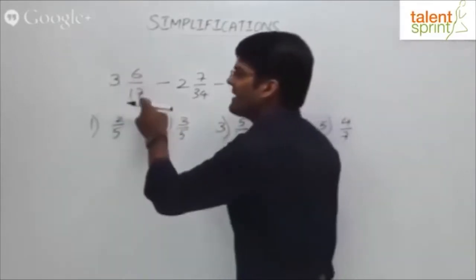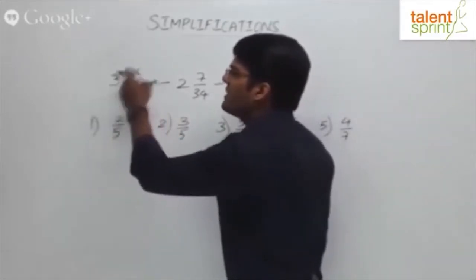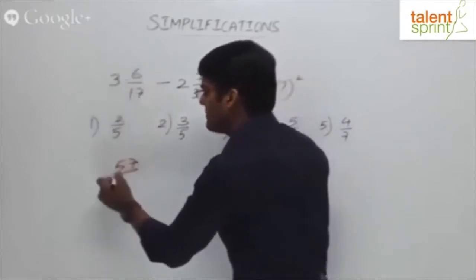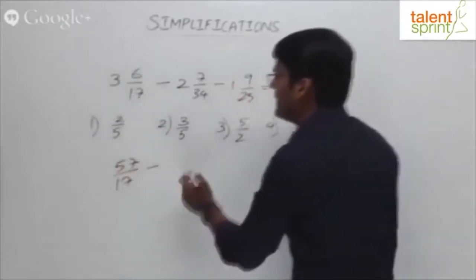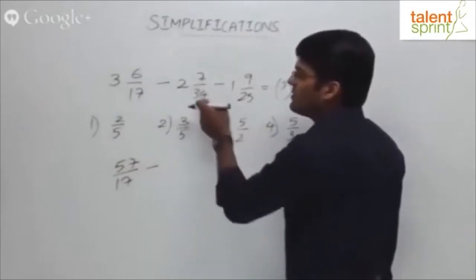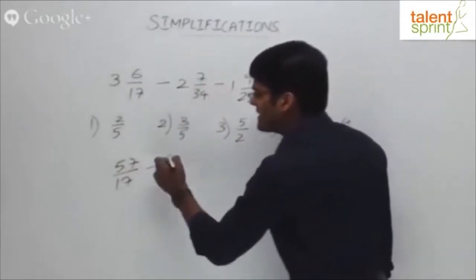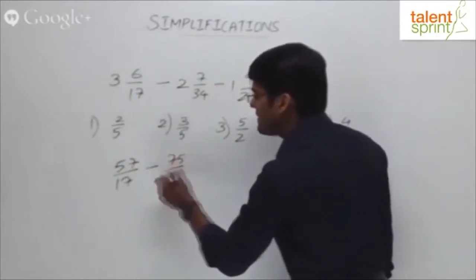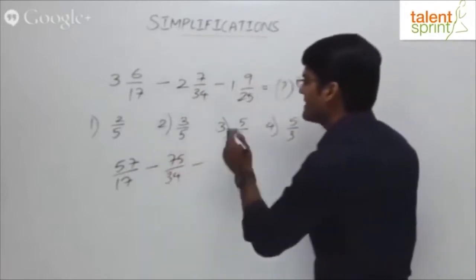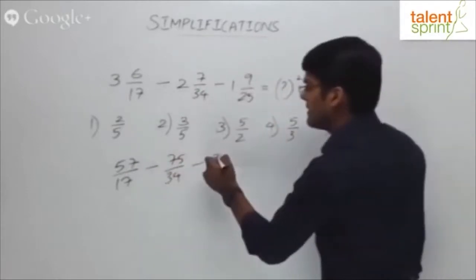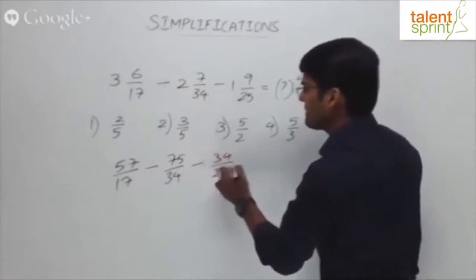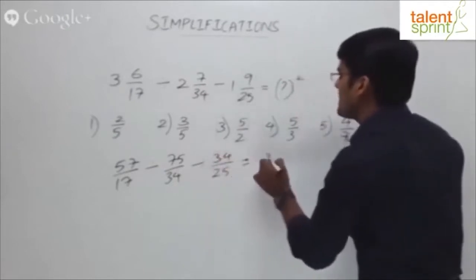So 3 6 by 17. So 3 into 17 is 51, 51 plus 6 is 57, 57 by 17 divided by 2 7 by 34. 2 into 34 is 68, 68 plus 7 is 75, right? 75 by 34 minus 25 plus 9, 34 by 25 equals question mark square.